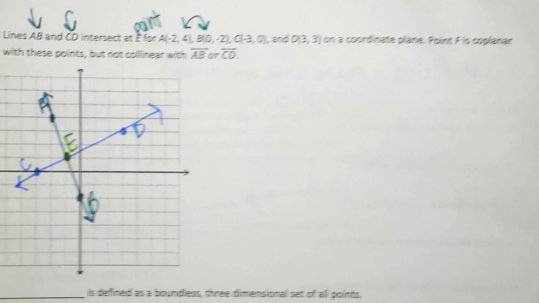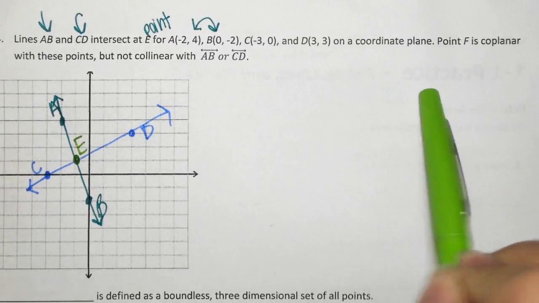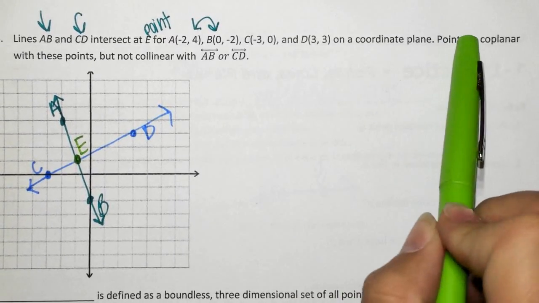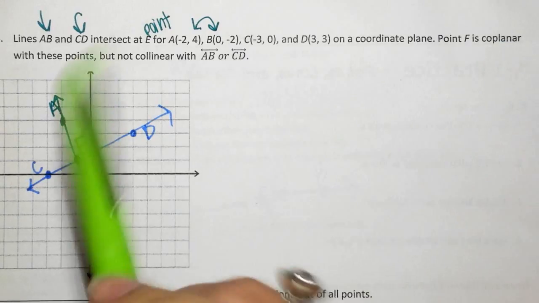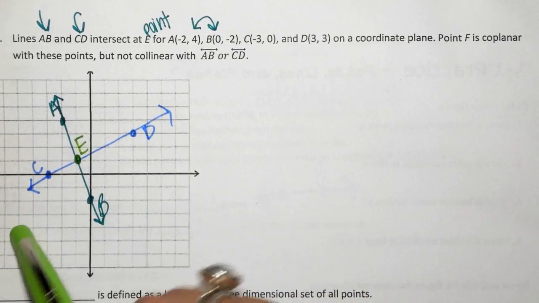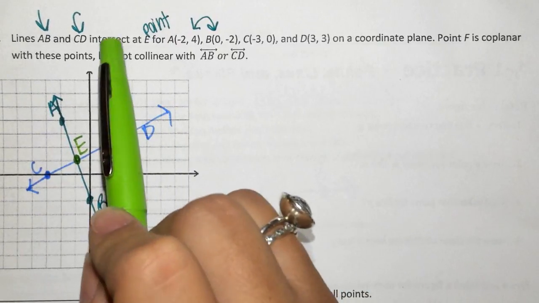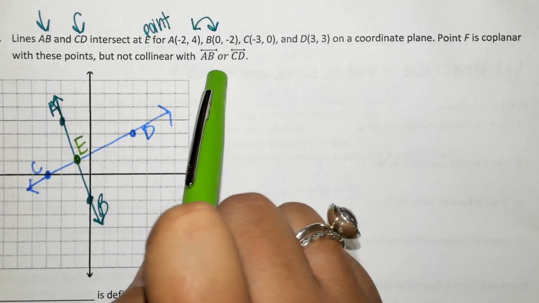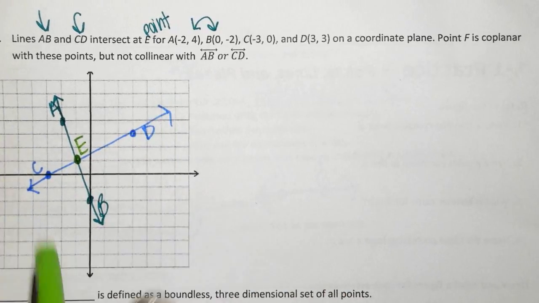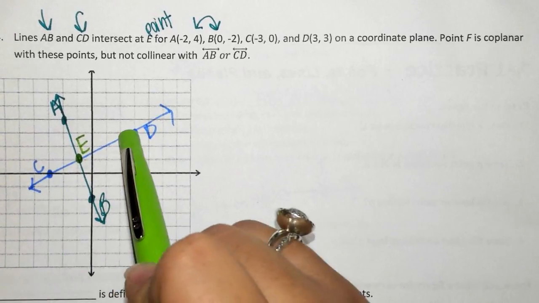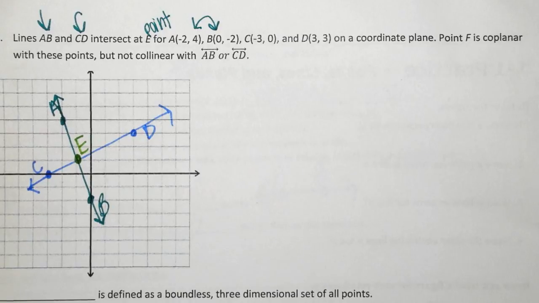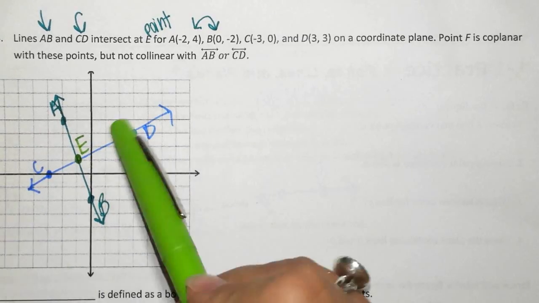Now, point F. Have we talked about point F yet in this one? No. Point F is coplanar, so it's on the same plane. Pretend this is the plane. It's on the same plane, but it's not collinear with AB or CD. That means it's on this same plane, but it's not on the line. So place it anywhere you want, as long as it's not on the line. Go.